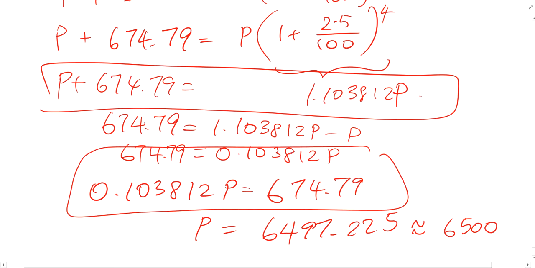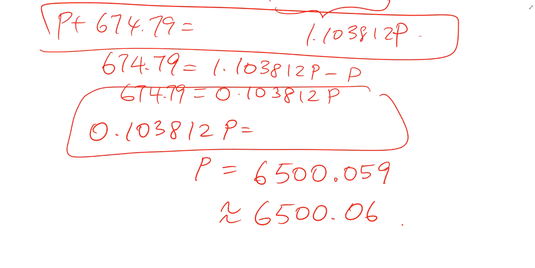Where to go on? Okay. Is it? Correct. So it's correct, because you use the exact figure, right? You use the exact value of (1 plus 2.5 over 100) to the power 4. So this is the correct answer now. Because you round off somewhere.